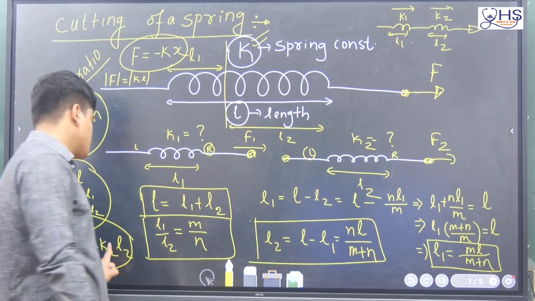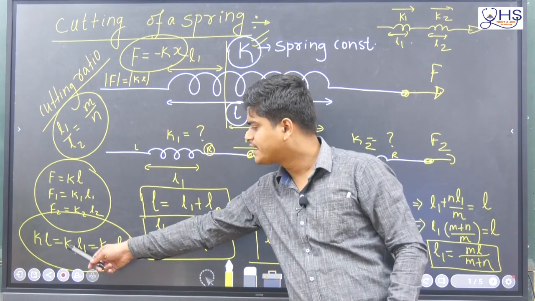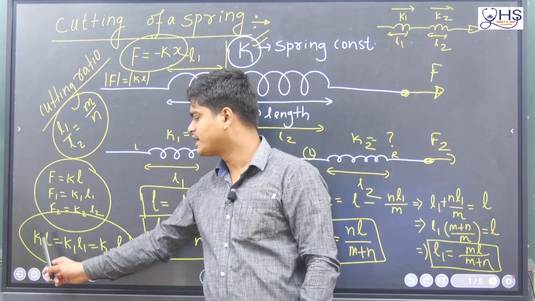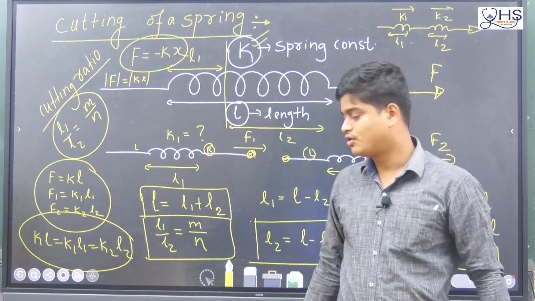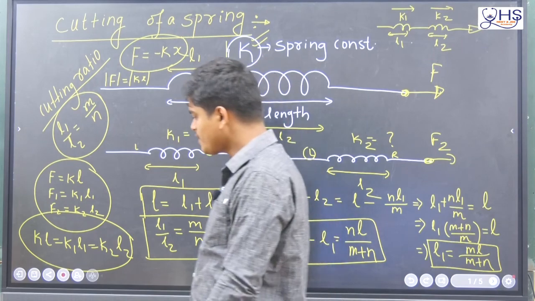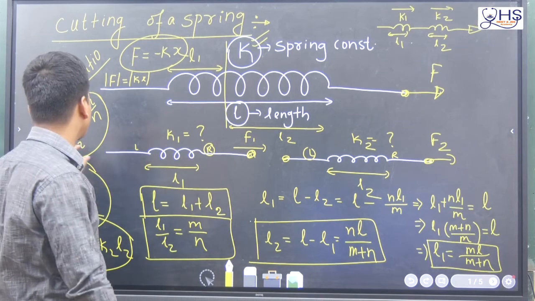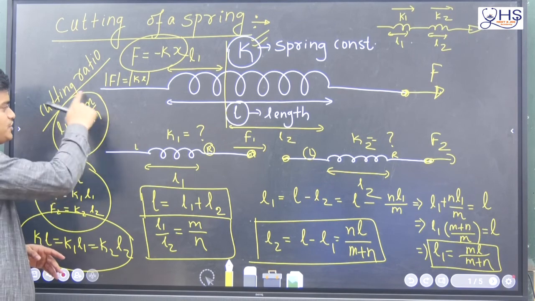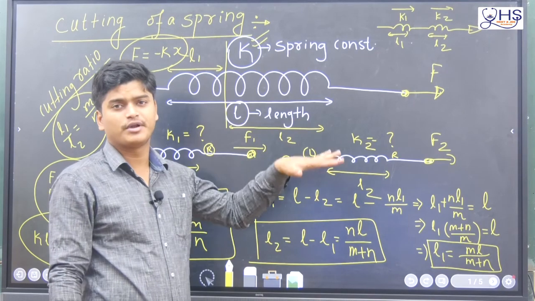So one equation, two equation, and this is the third equation. These three important equations we need, and from here you can find K1 and K2. K1 is related to KL and L1, and K2 is related to KL and L2, and I already have L1 and L2. If I substitute them, I get the K1 and K2 values. Then I can take simplified cases, like L1 and L2 equal parts, so the ratio becomes 1, that means M equals N, and we get the K1 and K2 values.